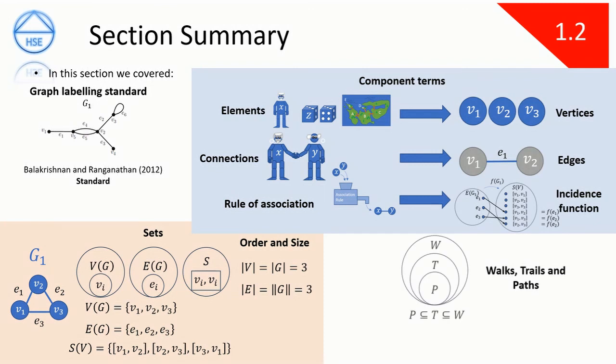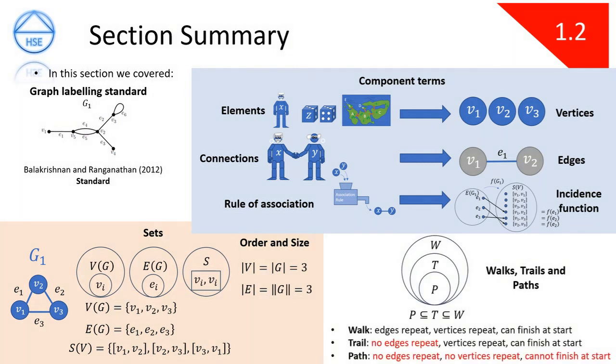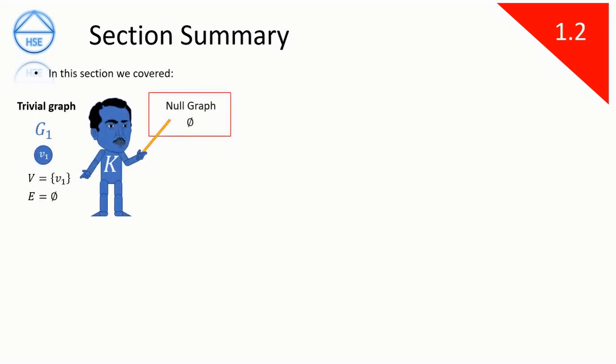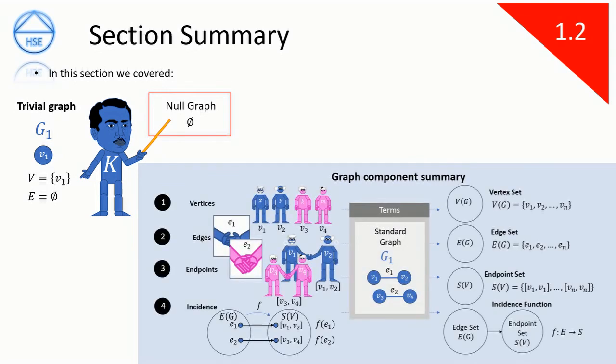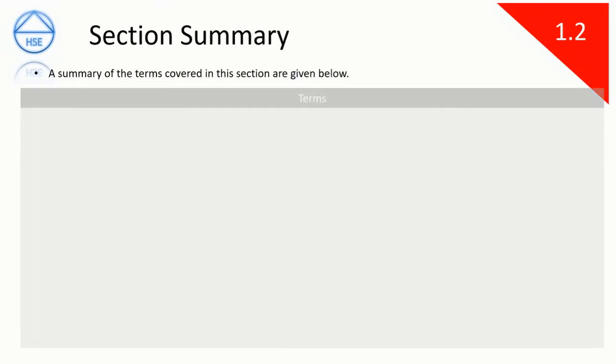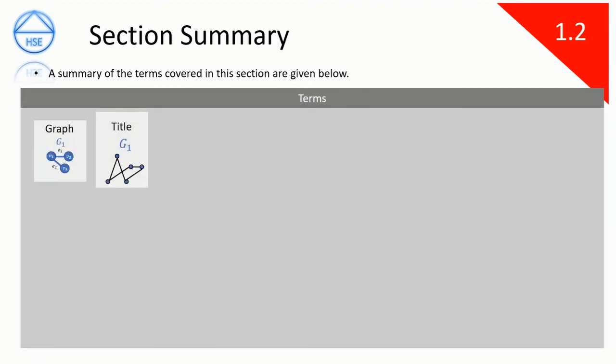On our journey to understand the null and trivial graphs, we then covered off briefly on walks, trails, and paths. Once we'd covered off on the walks, trails, and paths, we then covered off on the trivial graphs and the null graphs. We then looked at some general features of the incidence function and walked through the cake example. After that, we tied all of these features together in the graph components summary, which developed the standard definition of a graph and the 4 components, being the vertices, edges, endpoints, and the incidence function. A summary of the terms covered in this section are given below. This page is a summary of all the grey term tiles that were presented throughout this presentation.